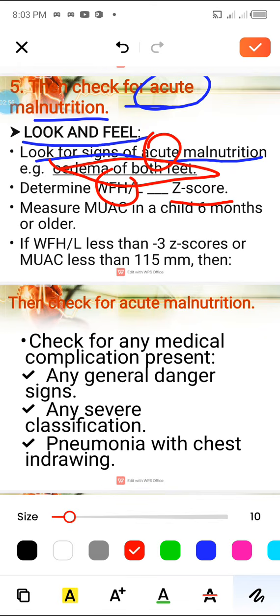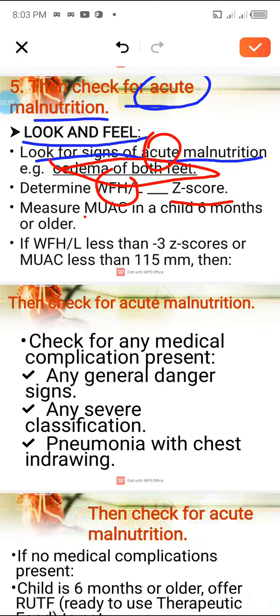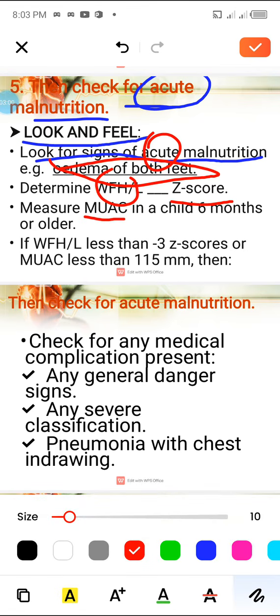Then the third part you're going to check is MUAC. Under MUAC, you're looking at mid upper arm circumference. I'll show you the tape, the one we use for measuring MUAC. It's just below there. Then the measurements that we're going to follow are as follows. So let's try to see what we use.